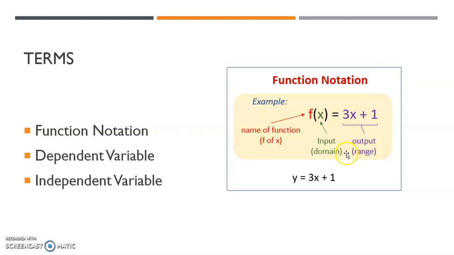So the input is the independent variable or the domain value that was put in, and the output is the range value or the dependent variable that is taken out. So let's see some examples where we just have to evaluate using function notation.